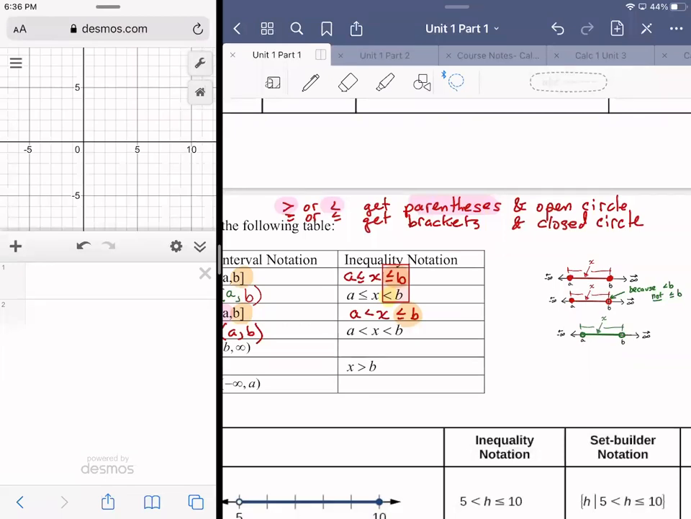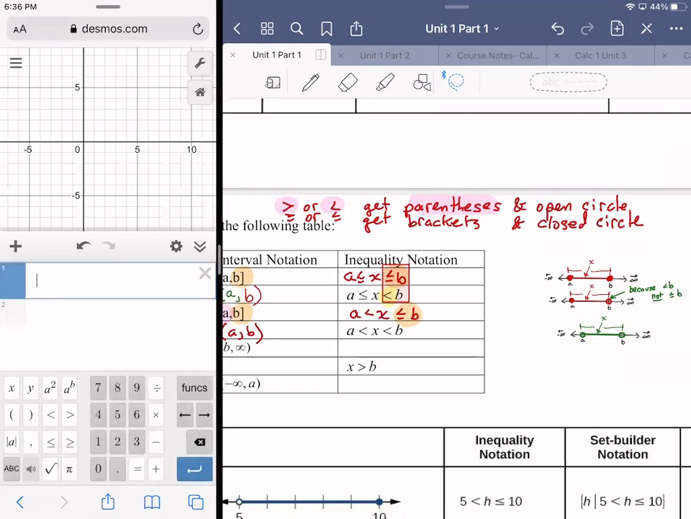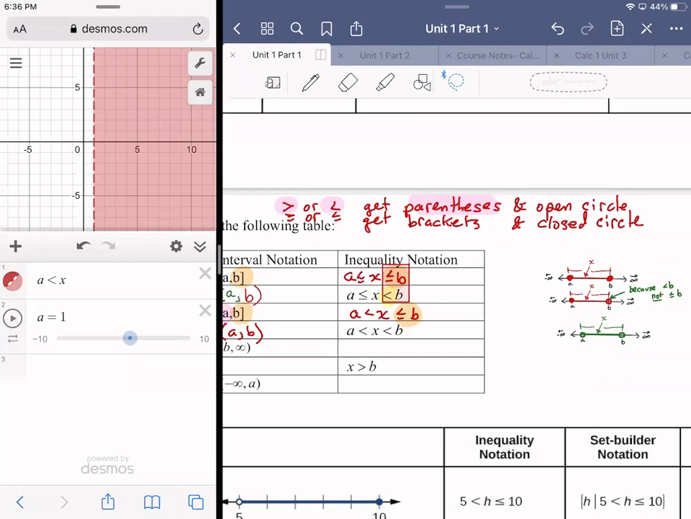But one of the reasons why I wanted to show this to you is because you can actually create a variety of different expressions using Desmos, and one of them would be something along the lines of, if I wanted to graph A is less than X, I can type that in and then click on the slider to give A a value, and it'll show me what the graph would look like depending on that particular A value. So it's kind of cool to get a sense of what it is that we're actually working towards here.